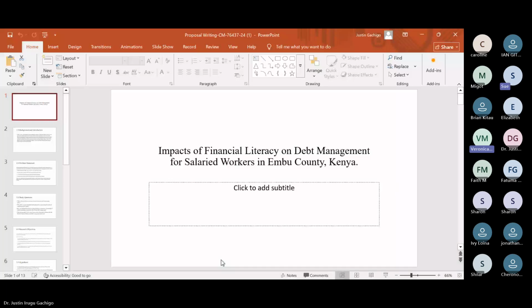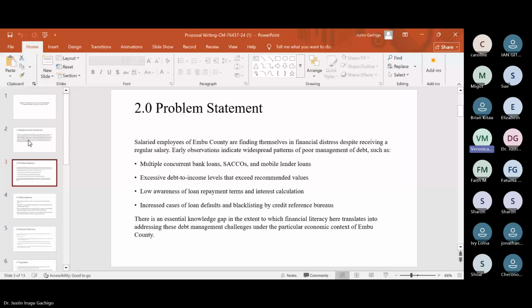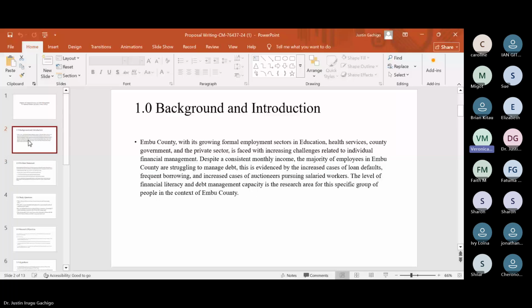My project goes around the impacts of financial literacy on debt management for salaried workers in Embu County, in Kenya. I was motivated to do this project because that's my field of work, and I could see the challenges that salaried workers go through because of poor debt management and lack of knowledge in understanding how loans and interest rates are calculated. The background is the challenges related to financial management. Despite these people having consistent income, salaried people continue to struggle in debt, with increased loans, defaults, and multiple borrowing.